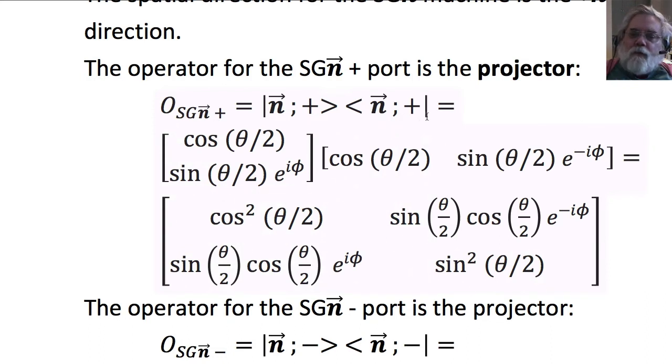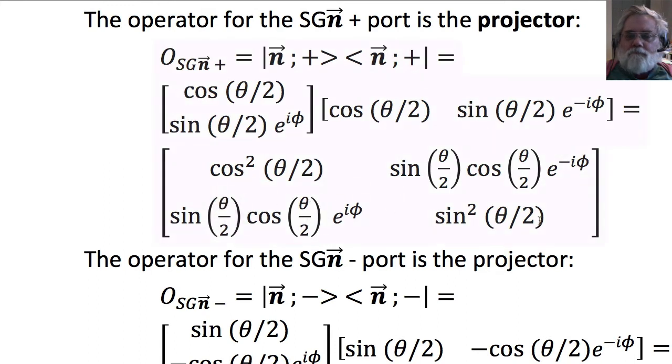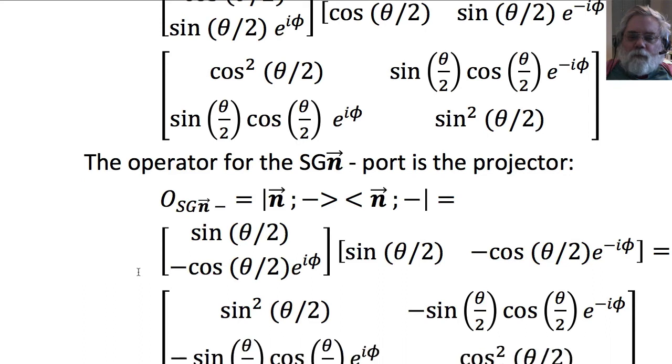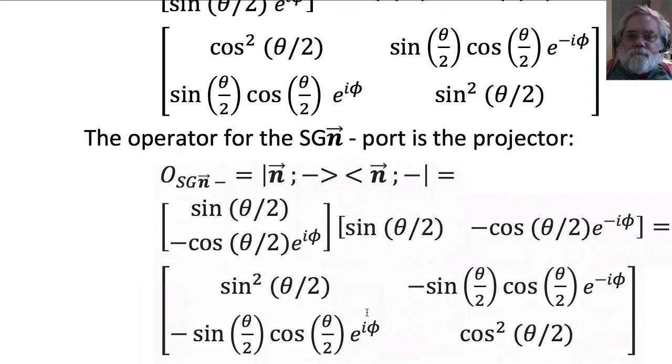We already worked those out in an earlier step. So we have a column vector and a row vector. We multiply them together. We get this matrix. Looks a little involved. We can do the same thing for the n minus port. So we have ket n minus bra n minus. We already worked out the column vector and row vector forms. We multiply them together. We get a matrix. If you look at both of these matrices, you can tell that they are Hermitian. You can sum them together and you will get the identity matrix.